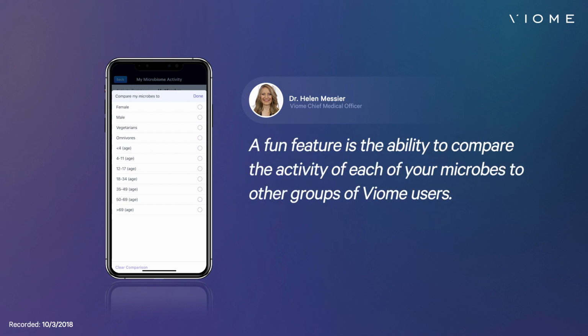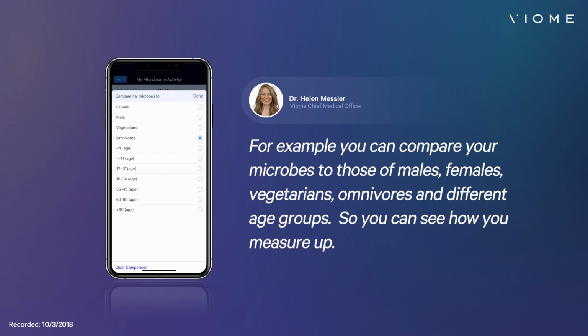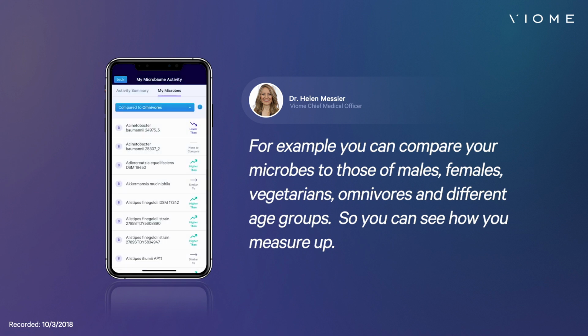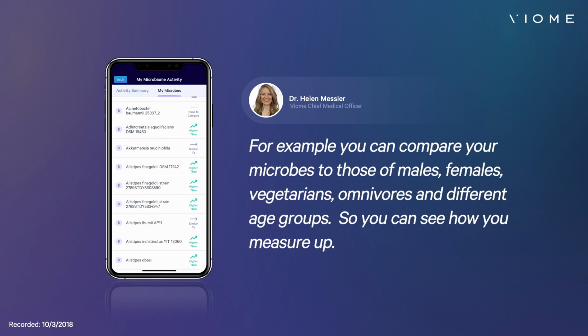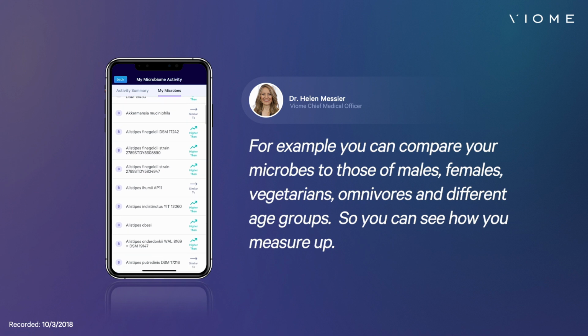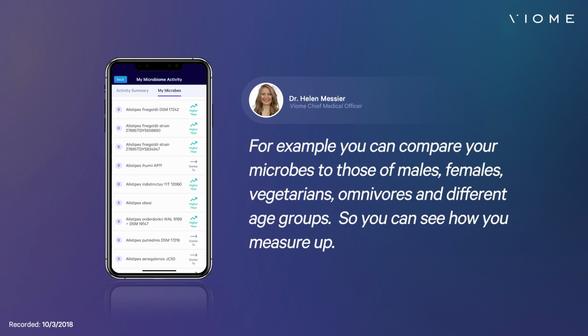A fun feature is the ability to compare the activity of each of your microbes to other groups of Viome users. For example, you can compare your microbes to those of males, females, vegetarians, omnivores, and different age groups, so you can see how you measure up.